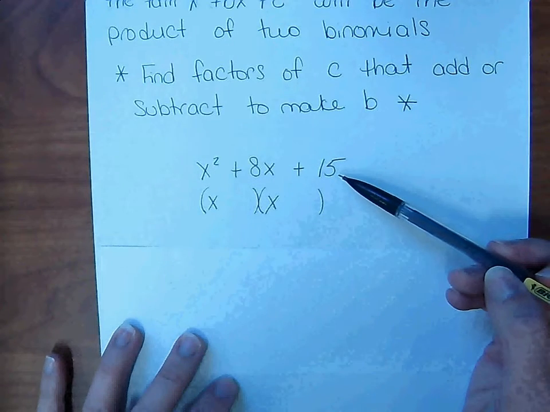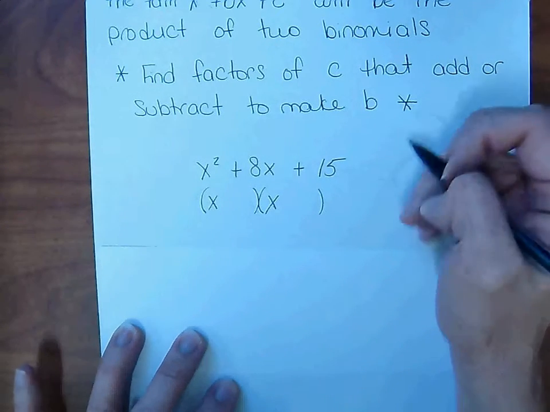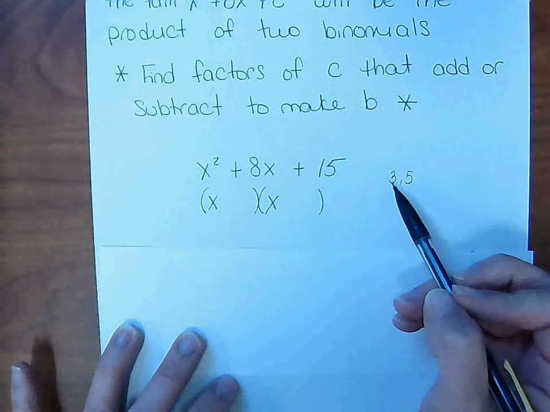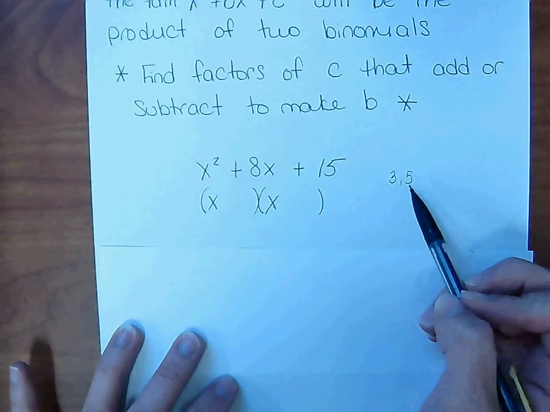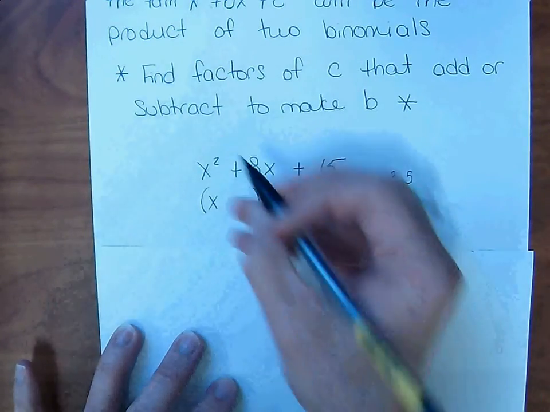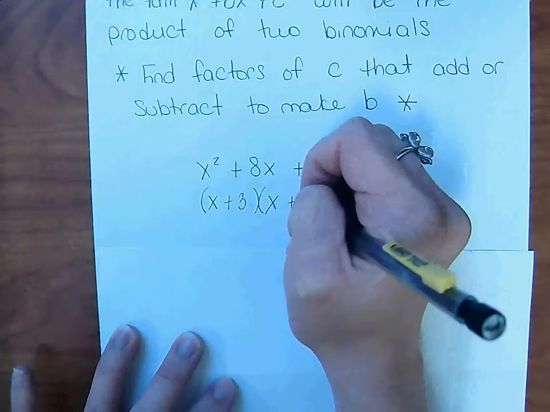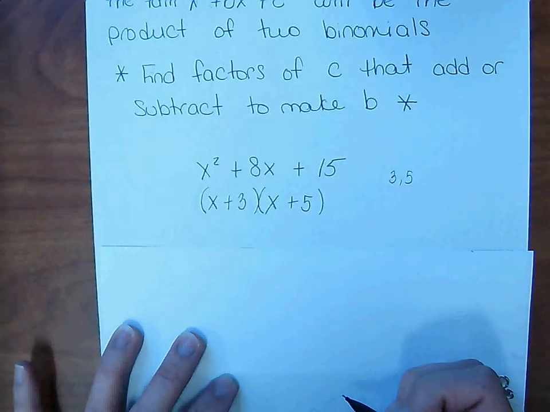Well, factors of 15, the first one that comes to my mind is 3 and 5. If I add a positive 3 and a positive 5, I do get 8. So we're going to have a plus 3 and a plus 5. And it does not matter which parentheses you put the positive 5 and which one you put the positive 3.